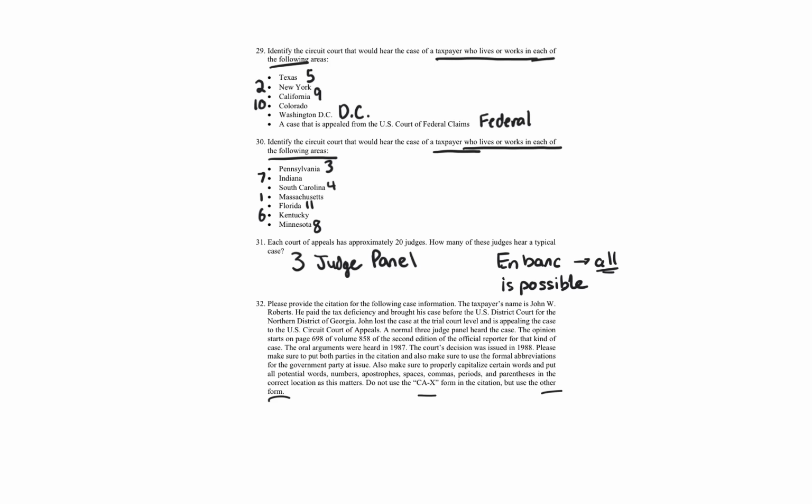We know the taxpayer's name is John W. Roberts. That's obviously important. He paid the tax deficiency and brought his case before the U.S. District Court for the Northern District of Georgia. John lost the case at the trial court level and is appealing the case to the U.S. Circuit Court of Appeals. So we are dealing with a U.S. Circuit Court of Appeals case.